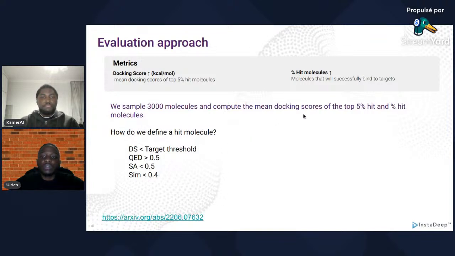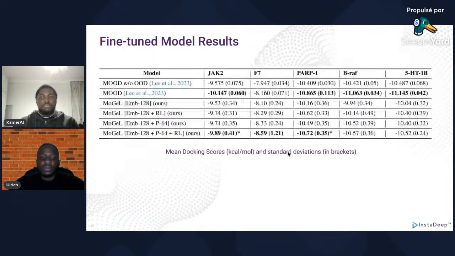So we measure two things mainly. It's mainly trying to measure the percentage of hit molecules from the 3,000 molecules you sample, and also the mean docking scores. You want this to be a good value. So those are the two metrics that we were following from this paper. So now this is how the results come.